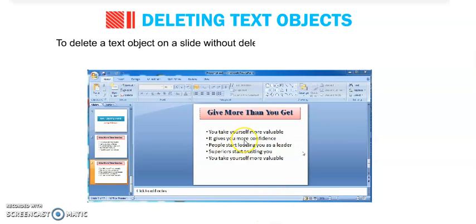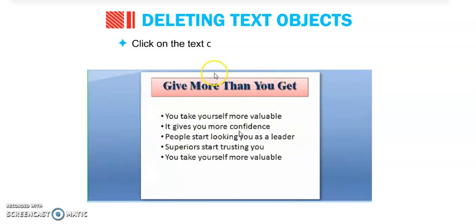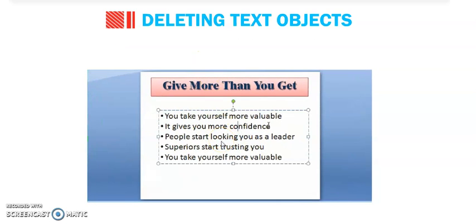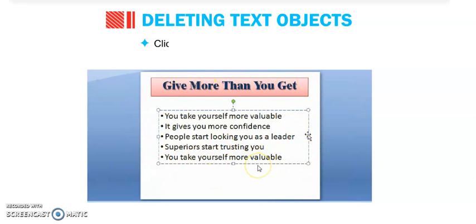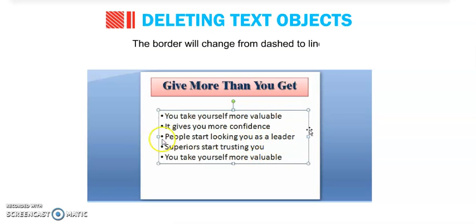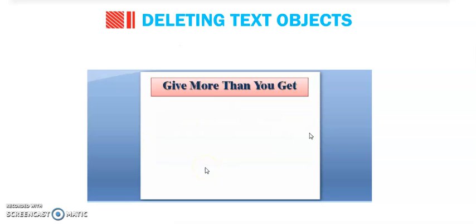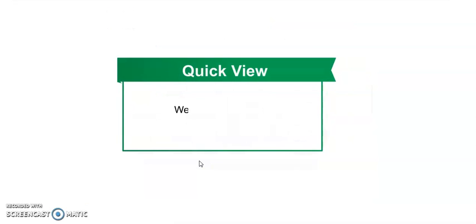To delete a text object on a slide without deleting the slide, follow these steps. First click on the text object that you want to delete. The selected object will have a border around it, that is the placeholder. Then click on the border of the text object. The border will change from dashes to a line. Then press delete. So the whole text will be deleted.